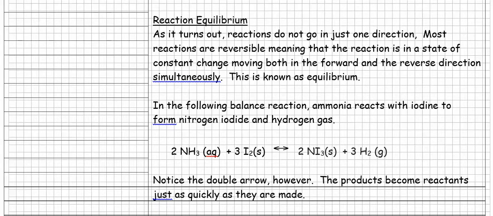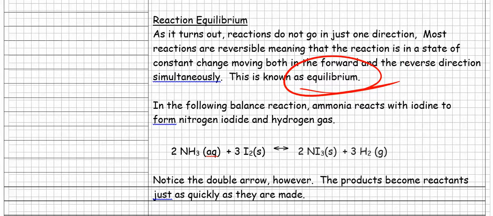And we're going to finish up chemical reactions with something called reaction equilibrium. All right, what do we mean by equilibrium? Well, as it turns out, reactions don't go in just one direction. For the most part, reactions are reversible, meaning that they go from reactant to product and from product back to reactant. Most reactions are reversible, meaning that the reaction is in a state of constant change, moving in the forward and reverse direction simultaneously, at the same time. This is known as equilibrium.